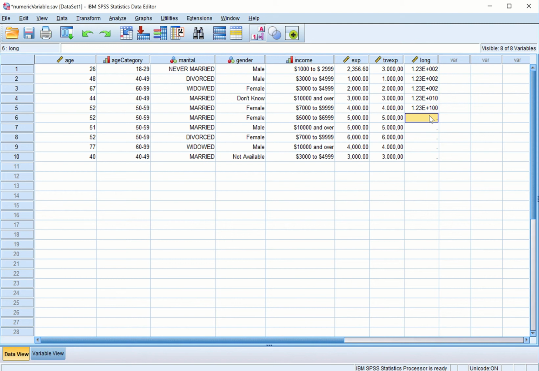Let us try an even bigger number, 1.23E. This time I am trying 200, and SPSS has accepted it. Let us make it 300 this time. I should add plus here at least, if not E, and then I press tab. SPSS has also accepted this number. So this is 1.23 times 10 raised to power 300. Now let us try 1.23 plus, this time entering 305, and SPSS has also accepted this number.